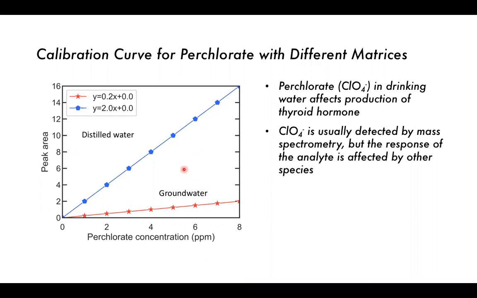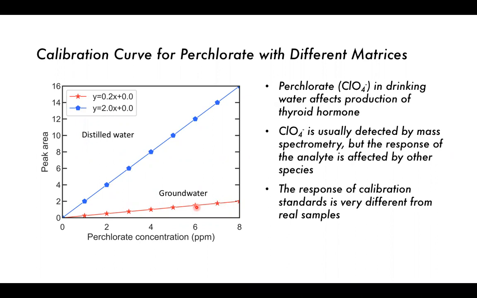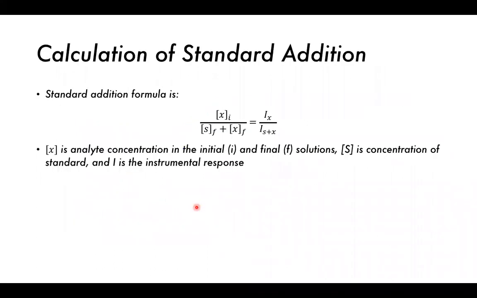So for example, here we can see a comparison of the perchlorate calibration curves depending on the solvent used. So if we were to prepare perchlorate in groundwater samples, that's water taken from underground reservoirs or aquifers, then you can see that the response for our instrument to perchlorate is much lower than it would be if we prepared this with distilled water. And this is caused by interfering species, other species in the matrix, which change the response of the instrument to the perchlorate. And so the response of calibration standards here is very different from the real samples.